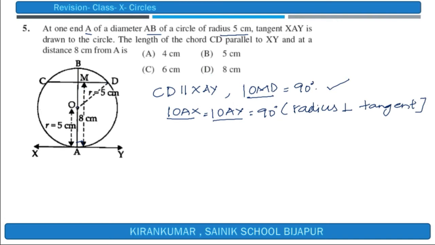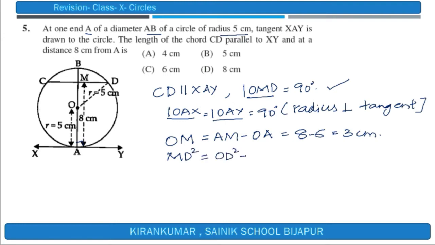Here the length of OD is equal to the radius, so we can find the length of OM. The length of OM will be equal to the length of AM minus the length of OA. This will be 8 minus 5, which is 3 centimeters. Now we can find out the length of MD. So square on MD will be equal to OD square minus OM square. This is equal to 5 square minus 3 square, which will be 9.